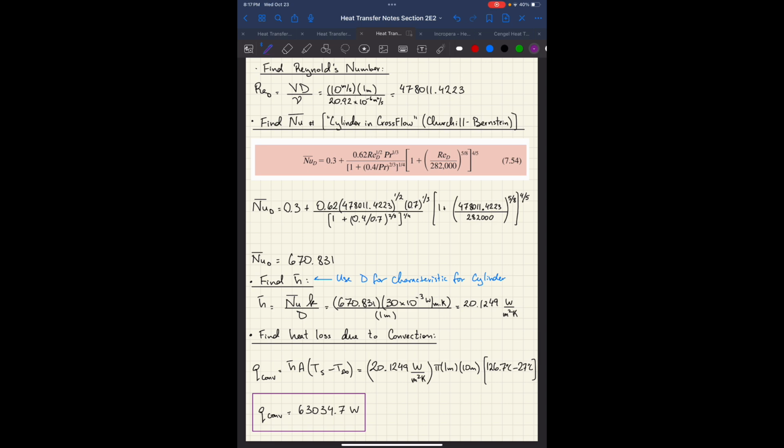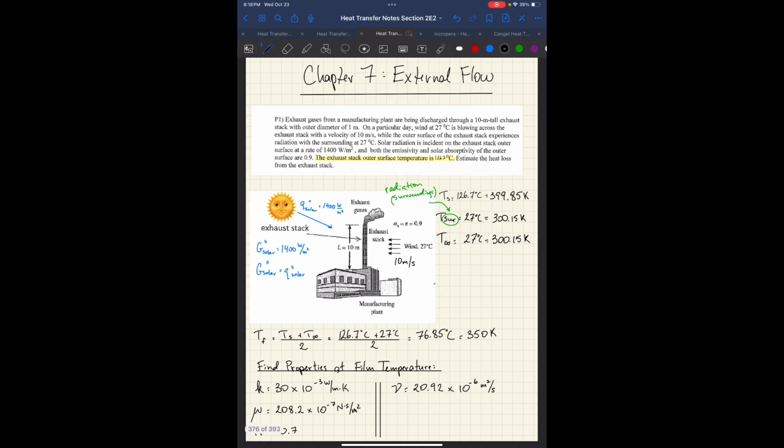We're not done. We still need to do the radiation part. Now the radiation part in this particular question is a little bit more involved than usual. So first of all, you will have the radiation exchange with the surroundings like we normally do for Stefan-Boltzmann. But in addition to that, we also have the radiation they call the solar radiation. That's in addition to the radiation from the surroundings.